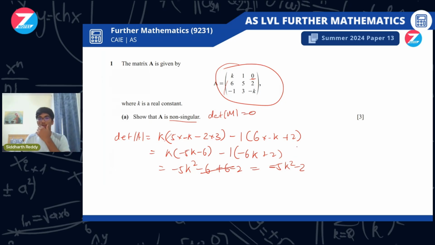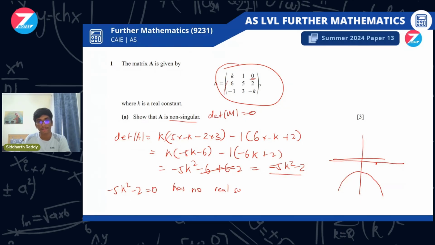If we plot this, it'll come out something like this. This is the plot of minus 5K squared minus 2. We can see there are no intersections with the x-axis, which means that this determinant never crosses the x-axis, meaning it has no real solutions. So minus 5K squared minus 2 equal to 0 has no real solutions. If it has no real solutions, then minus 5K squared minus 2 can never be equal to 0. Therefore, A is non-singular.